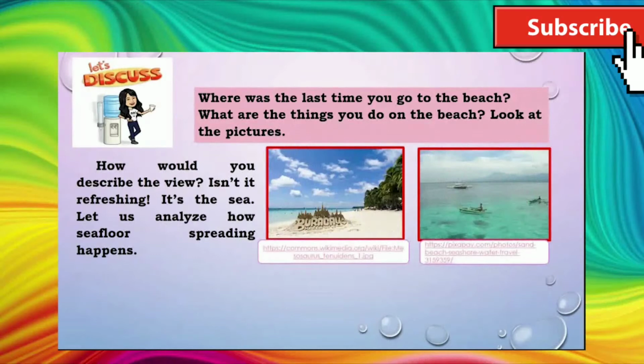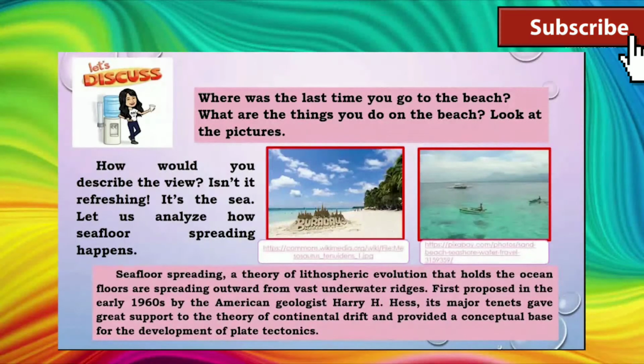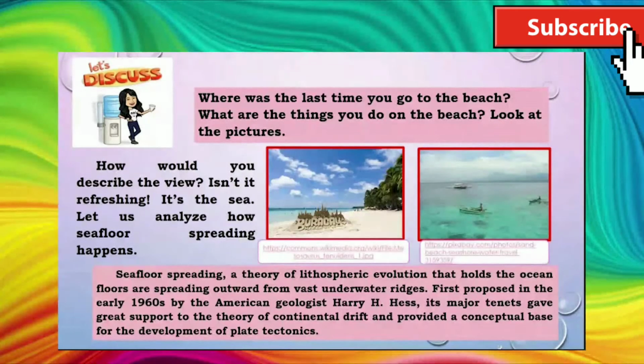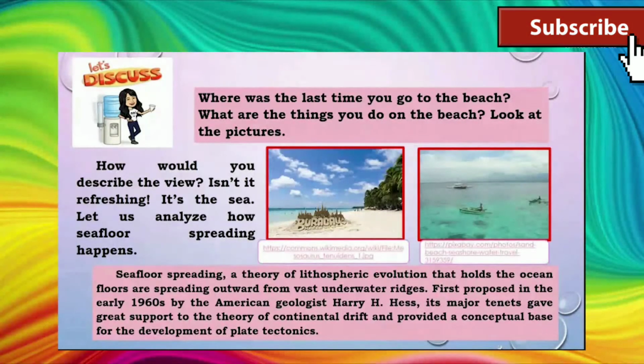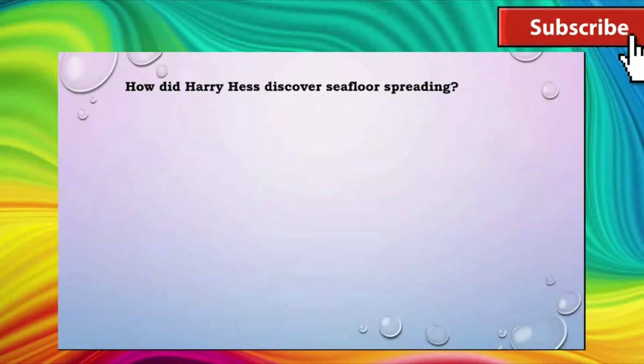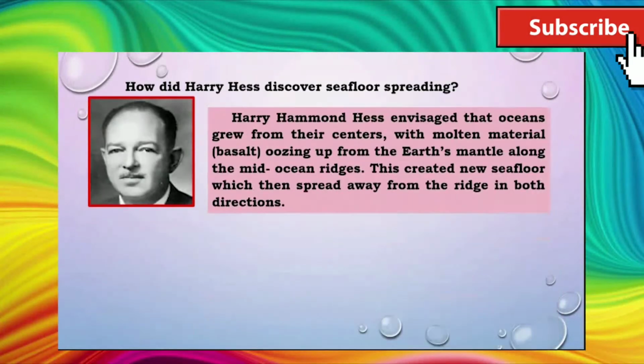Let us analyze how seafloor spreading happens. Seafloor spreading, a theory of lithospheric evolution, holds that the ocean floors are spreading outward from vast underwater ridges. First proposed in the early 1960s by the American geologist Harry H. Hess, its major tenets gave great support to the theory of continental drift and provided a conceptual base for the development of plate tectonics. How did Harry Hess discover seafloor spreading?